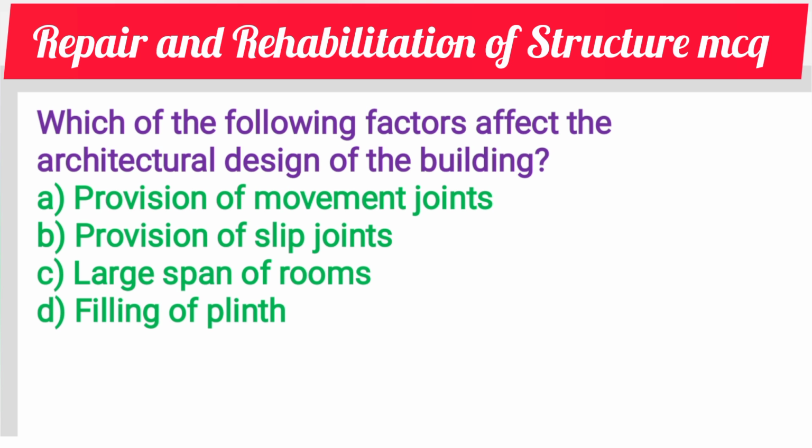Next question, which of the following factors affect the architectural design of the building? Option A, provision of movement joint. Option B, provision of slip joint. Option C, larger span of rooms. Option D, filling of plinth. So the correct answer is option C, larger span of rooms. So if we provide the larger span, we have to increase the beam and column dimensions, so it will project beyond the wall. So the architectural view will be affected.